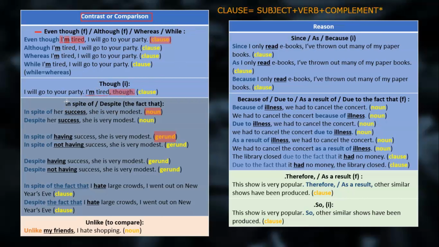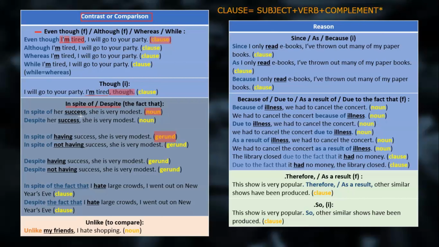In the case of in spite of and despite the fact that, in spite of and despite, with a noun, her success is just a noun. Having success is the gerund idea. So sometimes noun, sometimes gerund. If you want to use a clause, you need to include the fact that. If you include this part, the fact that, you can use a clause, like in here, in spite of the fact that, subject, verb, complementary information. And in the case of unlike, it is used with a noun. Unlike my friends, I hate shopping.